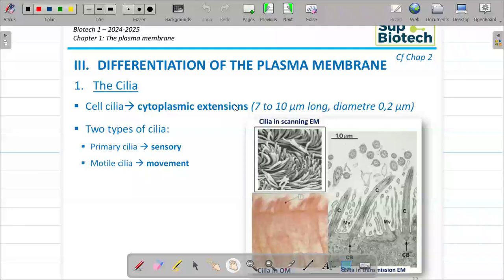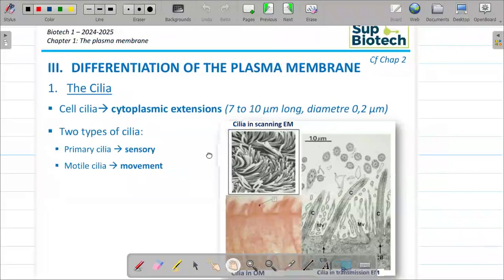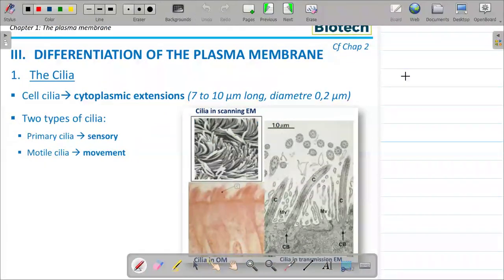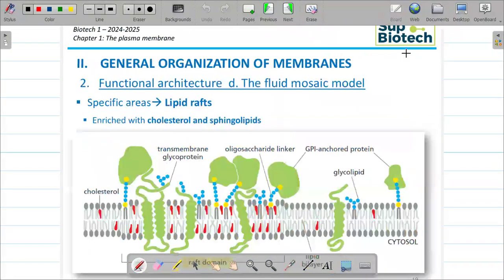There are a lot of modifications we can see in the plasma membrane. First, when I talk about... Sir, you did not teach the lipid raft, sir. Lipid raft is the lipid arrangement that will be focusing with respect to the functions.